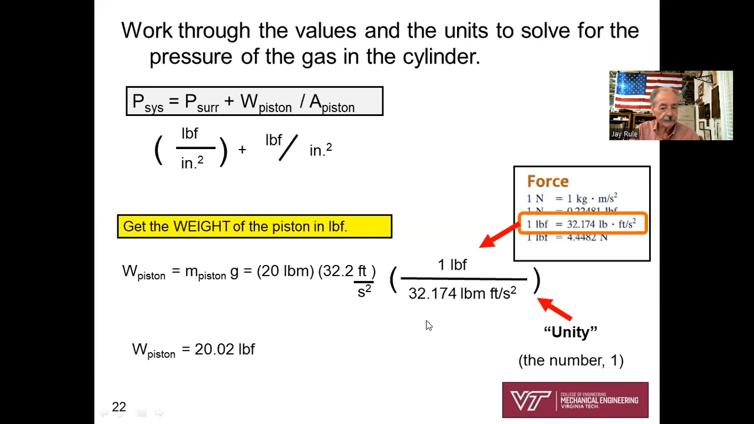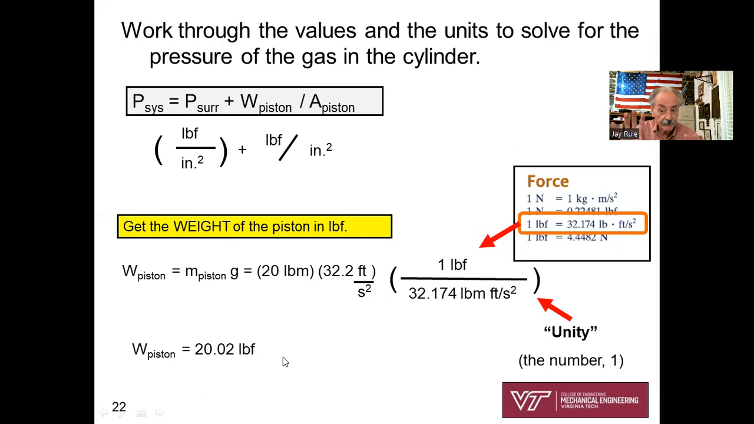So I'm hoping that I'm dragging you through this and doing enough repetition so you catch on. The weight of the piston is M times G. Mass, 20 pounds, G, 32.2 feet per second squared. I've now got to multiply this by my conversion, 1 pound force in the numerator, 32.176 pound mass feet per second squared in the denominator. That's unity. I'll do all my canceling, and the weight of the piston is 20.02 pounds force.